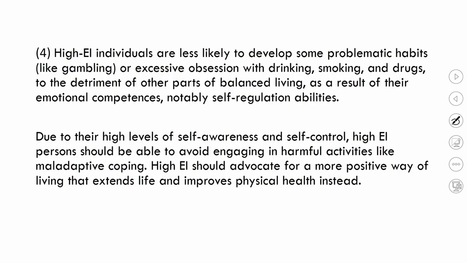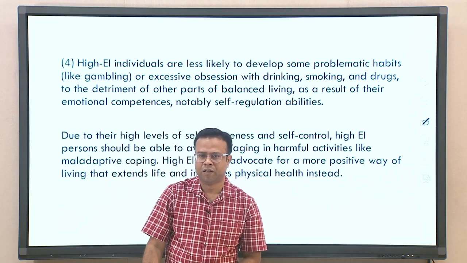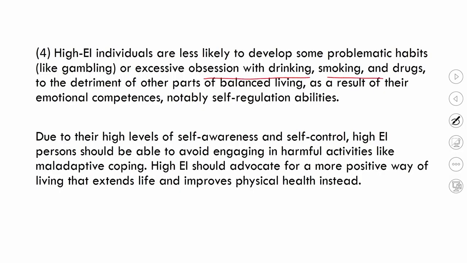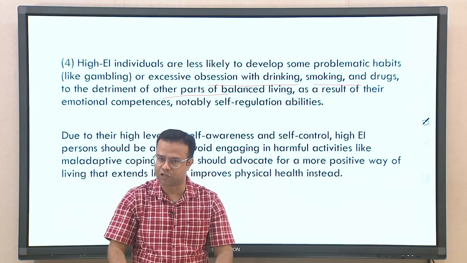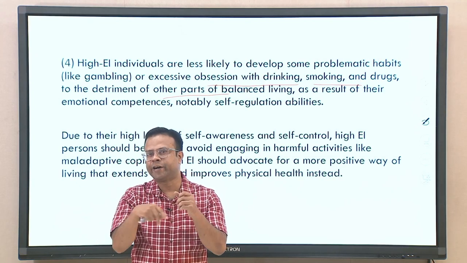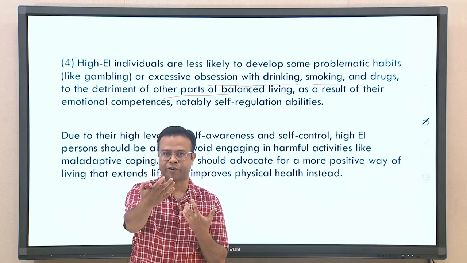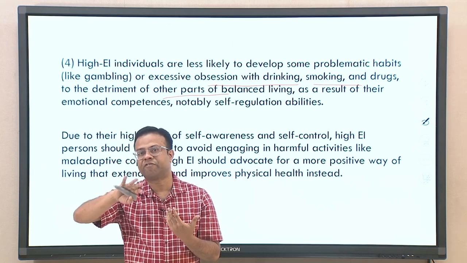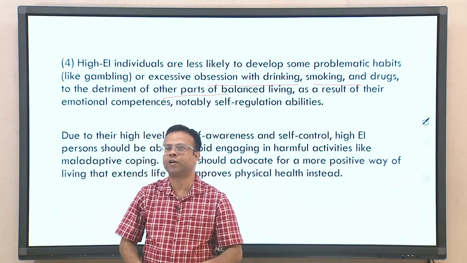Fourth is high EI individuals are less likely to develop problematic habits. A lot of problematic habits people develop like gambling or addiction, excessive obsession with drinking, smoking, drugs. These could all be related to somehow not being able to regulate your emotions and succumbing to a lot of impulses and so on. People with high emotional intelligence are generally able to deal with them and try to regulate their behavior in the context of these addictive behaviors. These addictive behaviors could lead to many adverse health impacts. So, in that sense, they are less likely to be impacted by this and more likely to have better health.